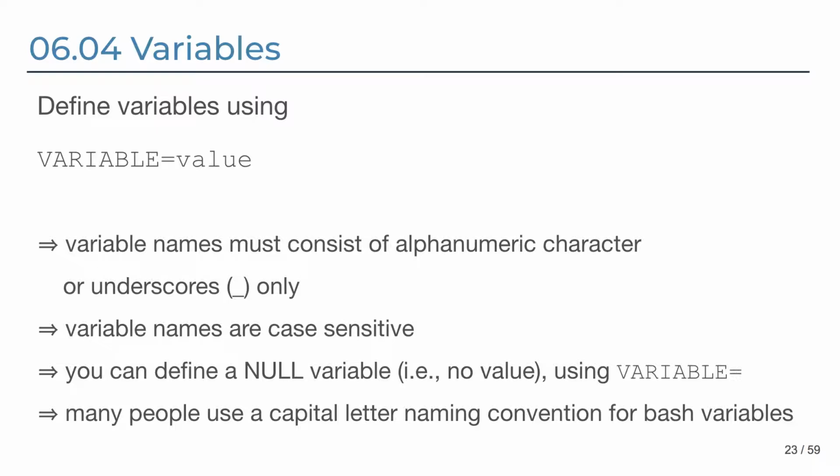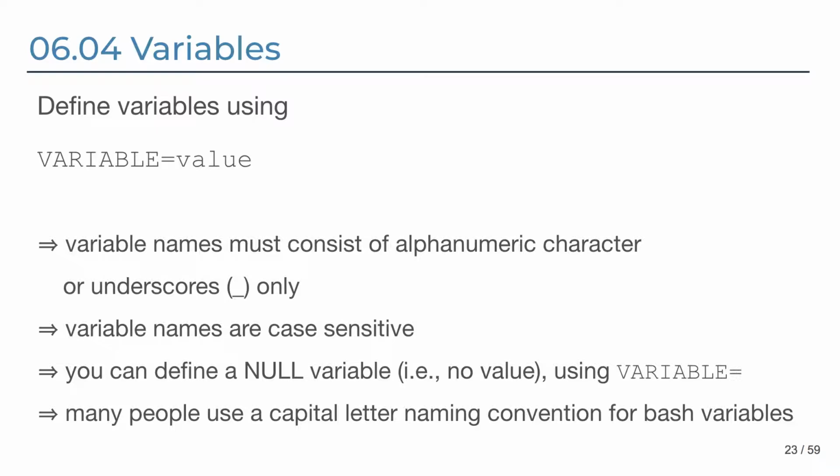You just have to write it in one line. And as always, there are some conventions for how you should name your variable identifiers. They should have alphanumeric characters or underscores only. In Bash, they're also case sensitive, and there's one special case: you can define a variable which has an empty value, and you do that by writing variable equals and then nothing. So you basically set no value in it.